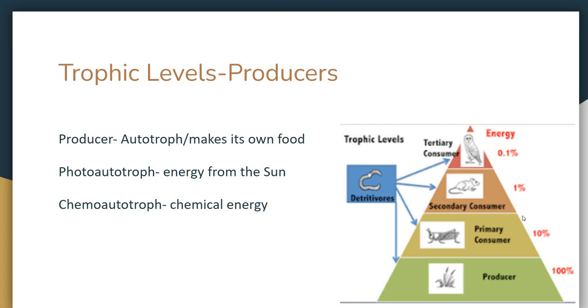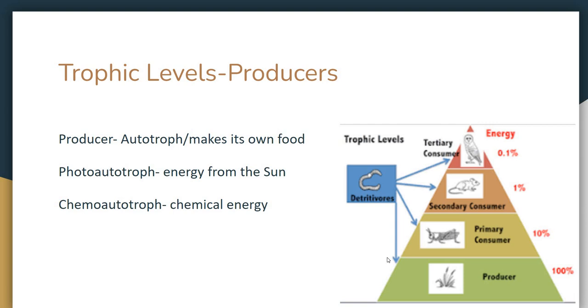Here is a trophic pyramid, very simple one, that shows producers at the bottom. These are referred to as autotrophs because they make their own food. And then energy moves up to higher levels of heterotrophs, or consumers up here. But let's just start right down here, because this is where energy enters into the living system.